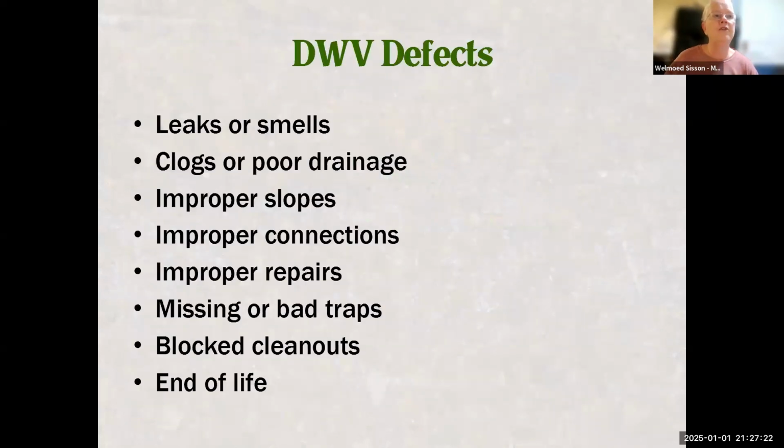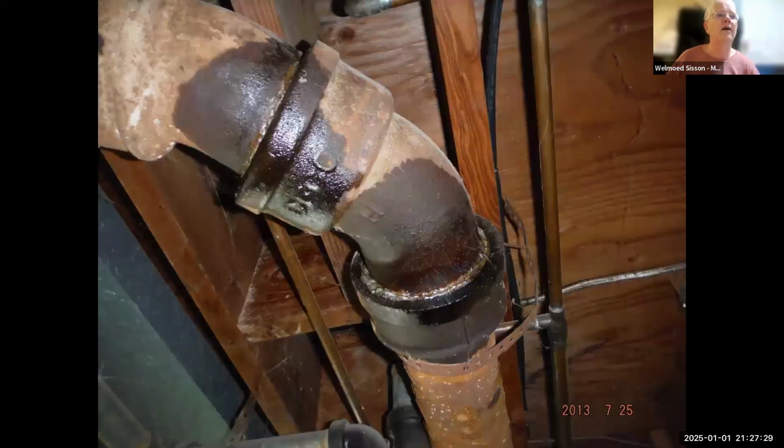DWV, briefly do some of this. These are some common defects. Gentlemen, you have 3 minutes. Oh boy. Okay, I'll talk fast. Yeah, if it looks like it's leaking and it's a soil pipe, don't test it with your hand.